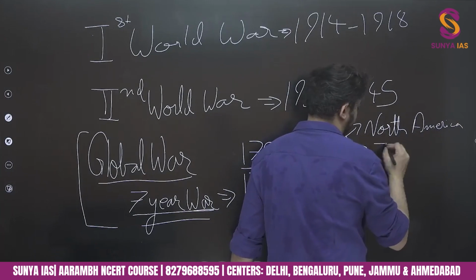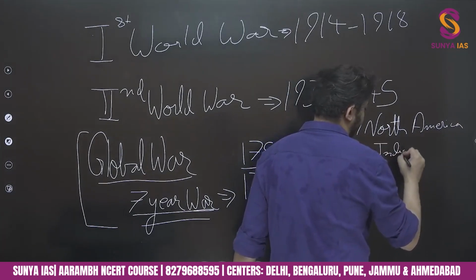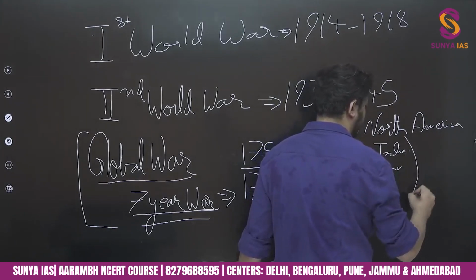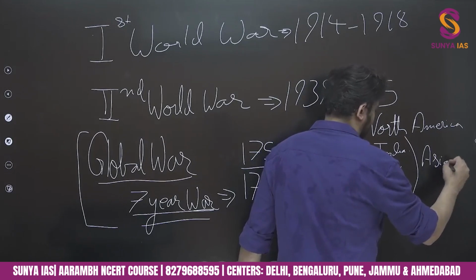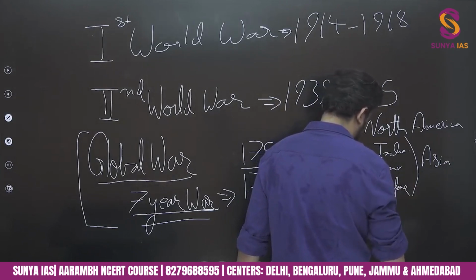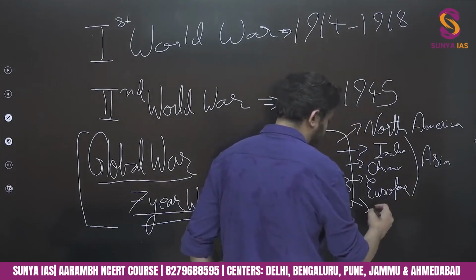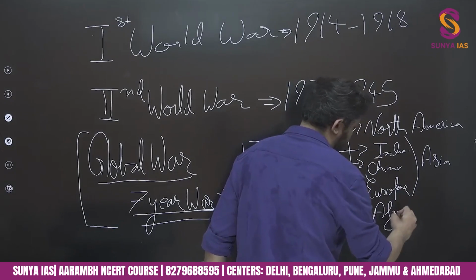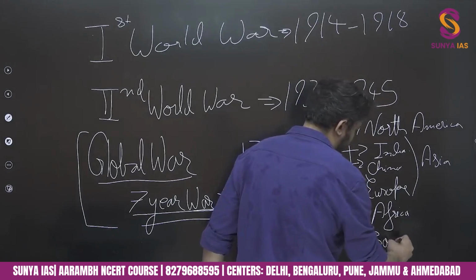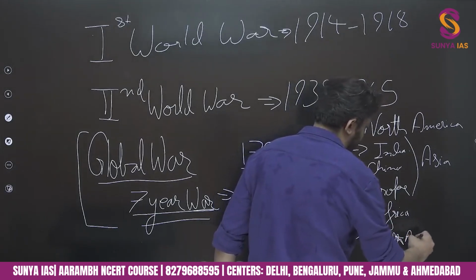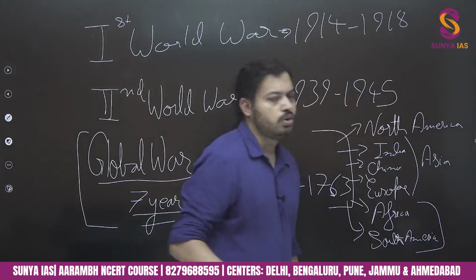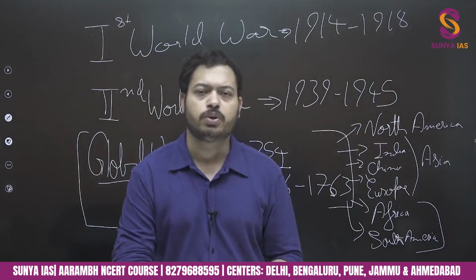It was fought in India, so basically Asia. It was also seen to be fought in China, that will be included in Asia only. It was fought in Europe. It was fought in Africa, West Coast, and some of the fighting also took place on the coast of South America and the Caribbean. So all these places this war was fought.